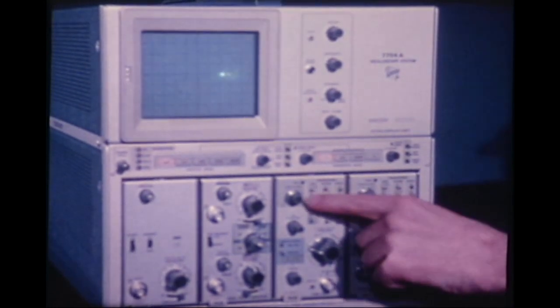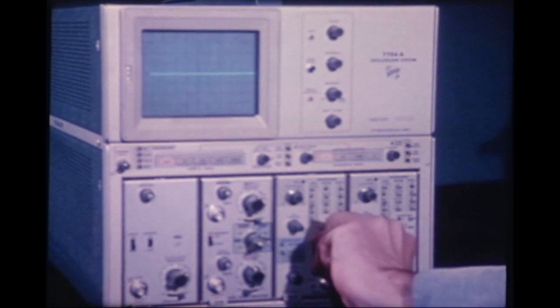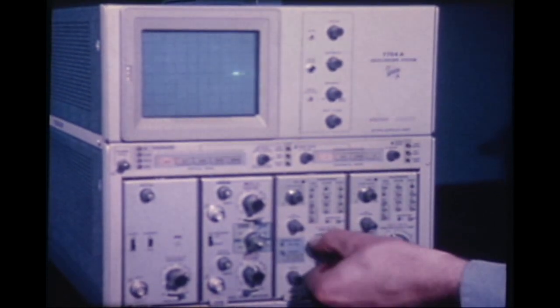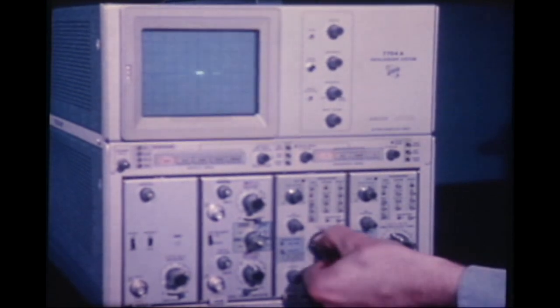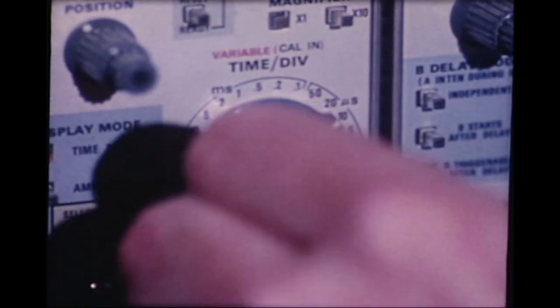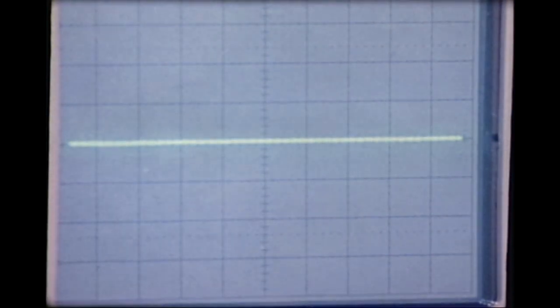The time base in the oscilloscope causes a dot of light to move horizontally across the screen at a definite rate. Now, this motion can take from several seconds per division to a small fraction of a second, depending on the setting of the time per division control. Now, this motion provides the horizontal axis for the graph.